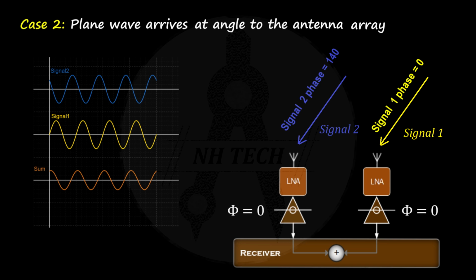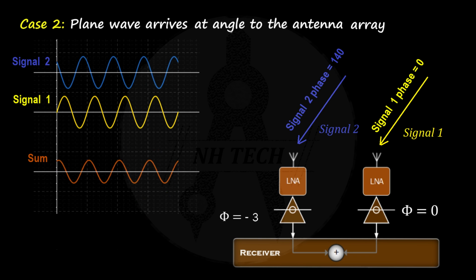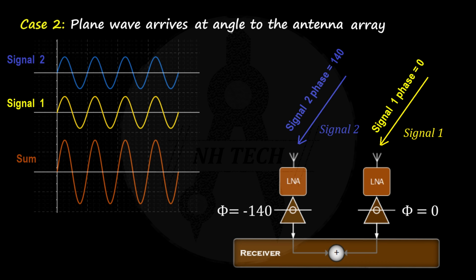Before combining the signals, we insert a phase shifter into one of the signal paths. The phase shifter introduces an equal but opposite phase shift, bringing both signals back into alignment. Once their phases are synchronized again, the signals combine constructively, restoring the maximum received power. In other words, instead of physically rotating the antenna toward the satellite, we electronically delay one signal so that both signals appear to have arrived at exactly the same time.